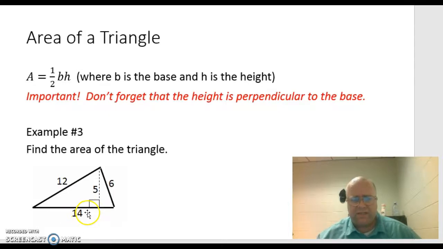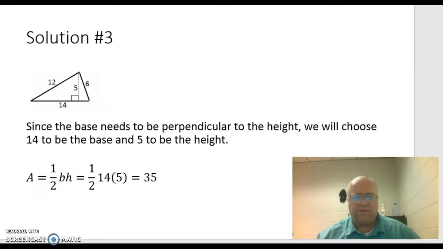So we use the 14 as our base, and then that 5, since it meets the 14 at a right angle, we can use that as our height. And then we're just going to plug it in the formula, 1/2 base times height, or 1/2 14 times 5, and you should get 35.